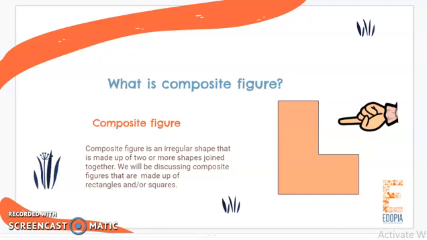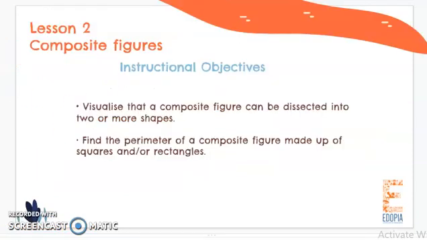But in this topic, we will be discussing those composite figures that are made up of rectangles and squares. Our objectives are to visualize that composite figures can be dissected into two or more shapes, and to learn how to find the perimeter of composite figures that are made up of squares and or rectangles.